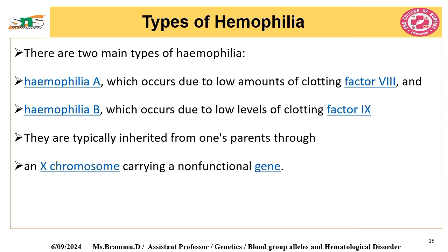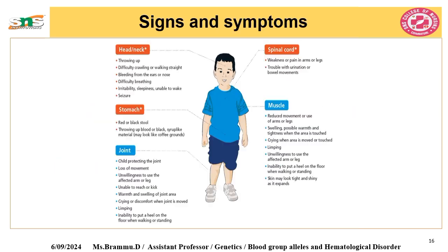These are usually inherited from one parent through an X chromosome carrying a non-functional gene, which majorly defects the clotting mechanism and causes severe bleeding in clients. The major signs and symptoms in clients range across the head, stomach, joints, spinal cord, and muscle. When you go through this picture, you can see what the targeted organs are and what sort of symptoms the client is showing.